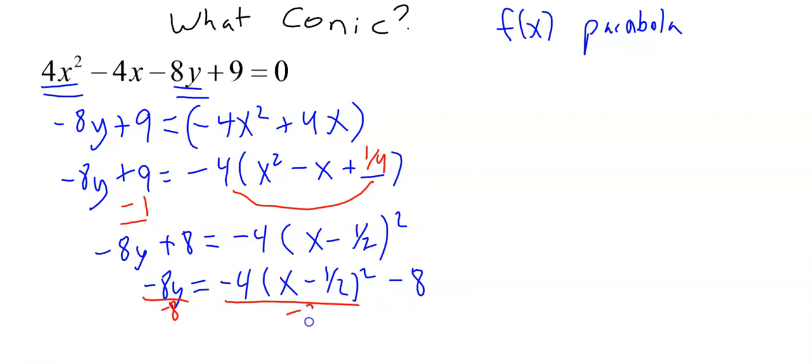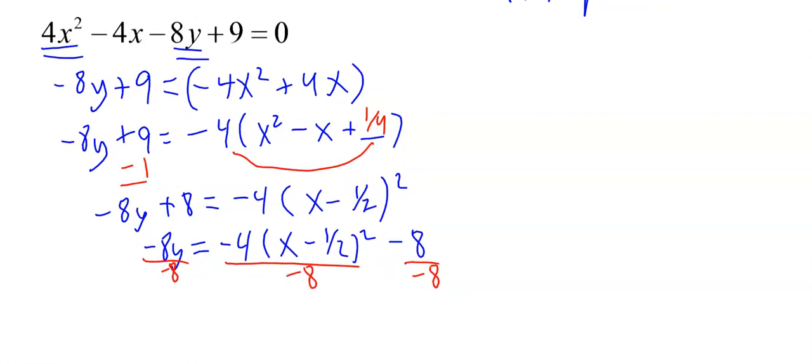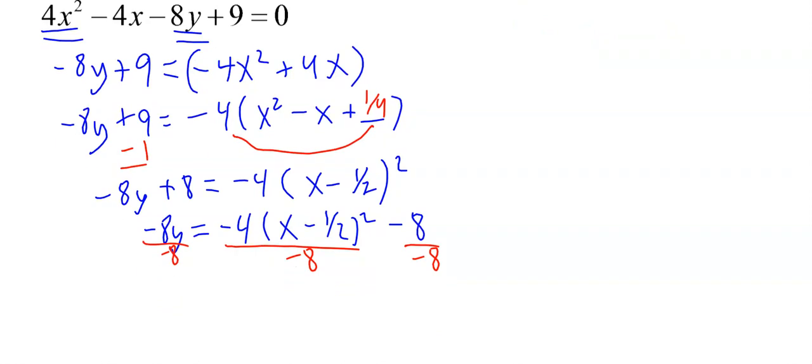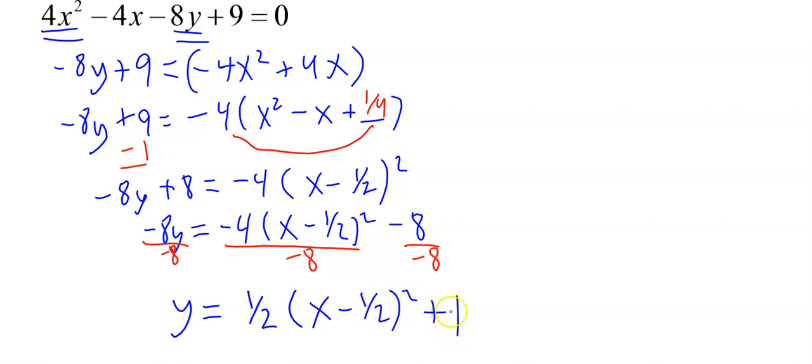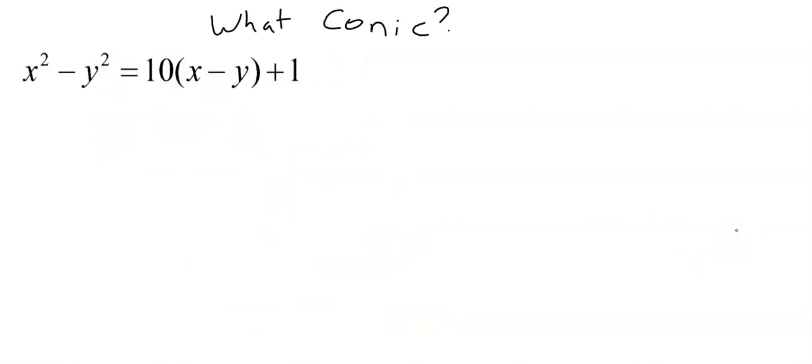And now divide by negative 8 here. Divide this by negative 8. Divide this by negative 8. And you get, let's see, y, that's good, equals, this is positive 1/2 for your a value, x minus 1/2 quantity squared plus 1. So our vertex is at 1/2, comma 1 for my h and k there. And you can go on and graph the rest of it.